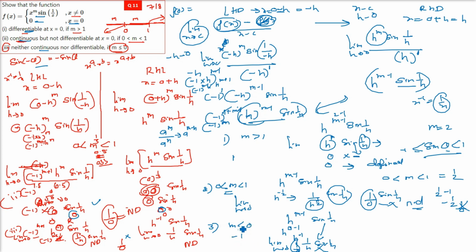Now let us take less than 0, because equal to 0 I already checked. Let us take m as negative 1. So h raised to the power m minus 1, m is minus 1 here, so h raised minus 2, and it is 1 by h square. So sine 1 by h doesn't matter because 1 by h square, 1 by 0 square, it is 1 by 0, and it is not defined. Anything divided by 0 is not defined. So 1 by 0, whatever you multiply, it is not differentiable. This is how it is being done.